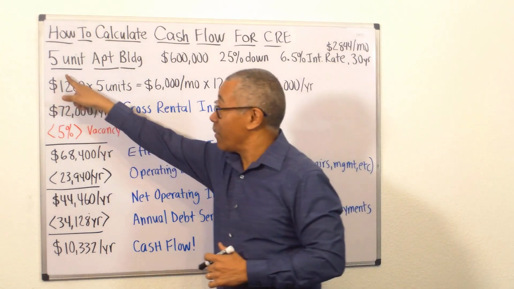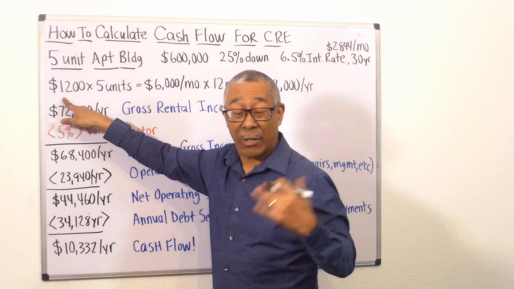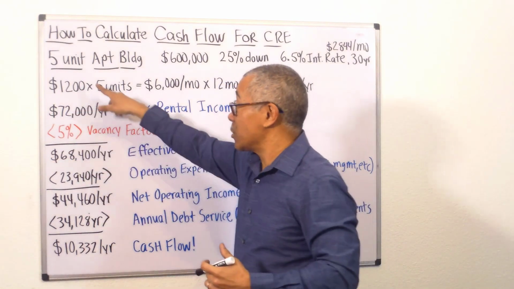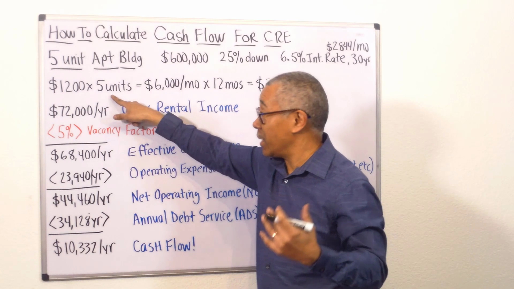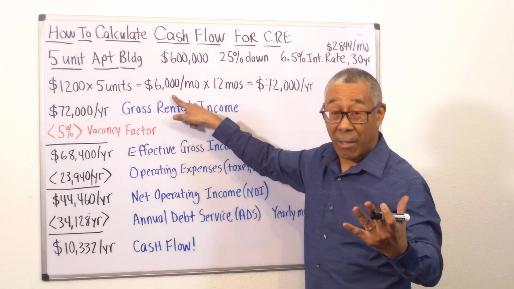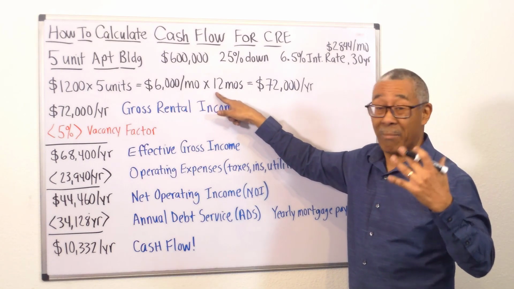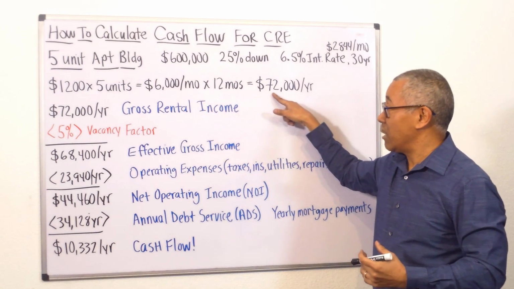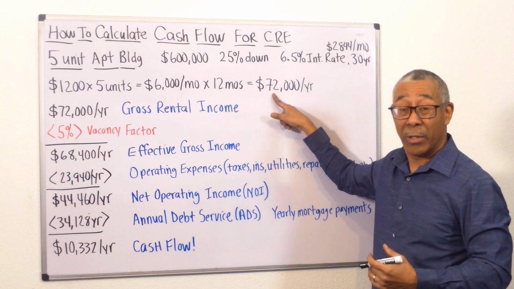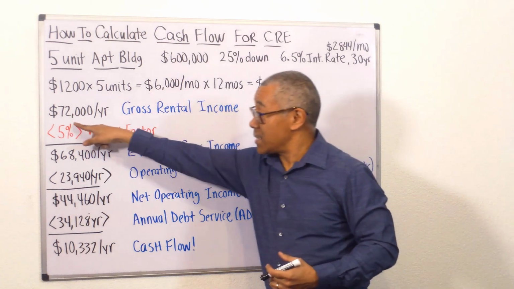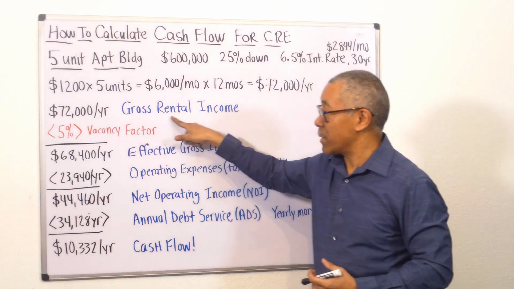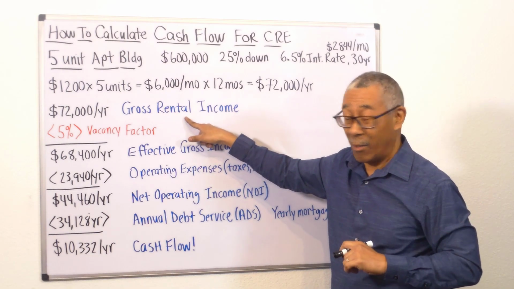Okay, so we have 5 units. Each are renting at $1,200 a month. Okay, so 1,200 times 5 units equals $6,000 a month. Okay, I want to get a yearly figure, so I'm going to multiply that by 12 months, so that equals $72,000 per year. Okay, and that's $72,000 a year in gross rental income. Follow me so far? Okay.